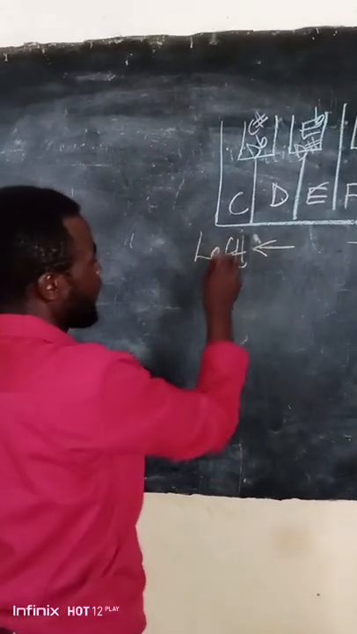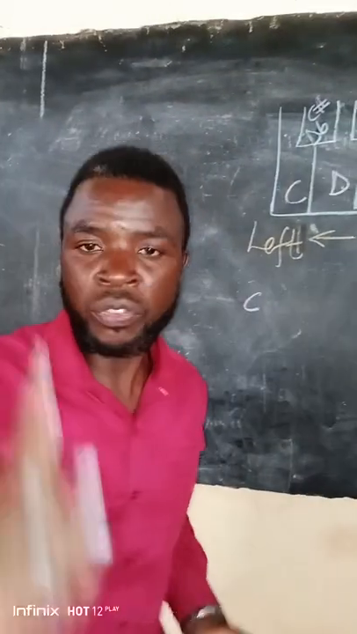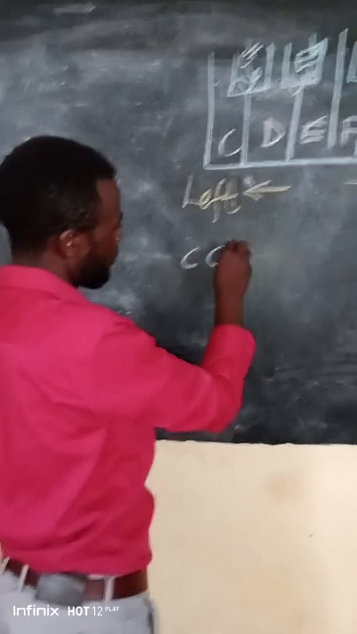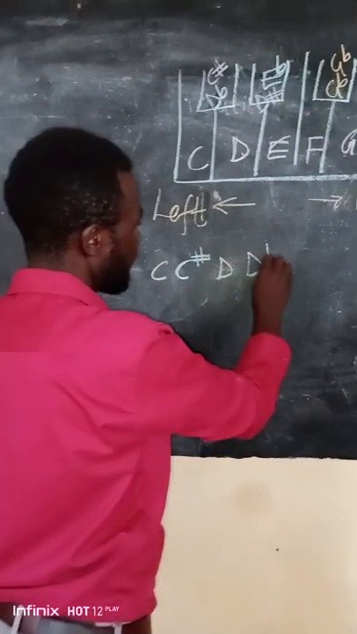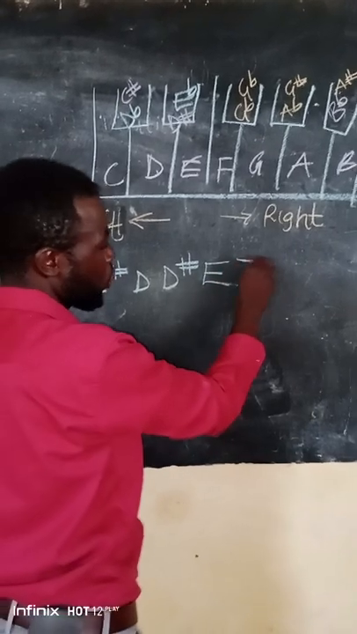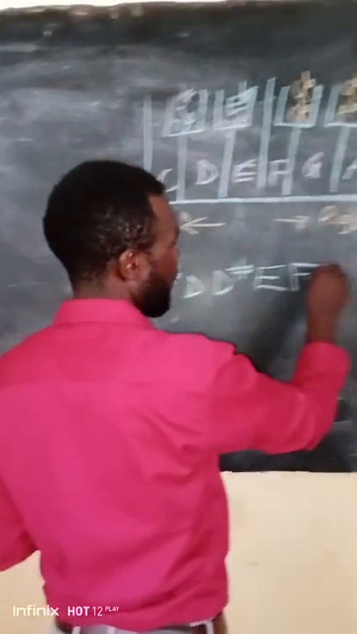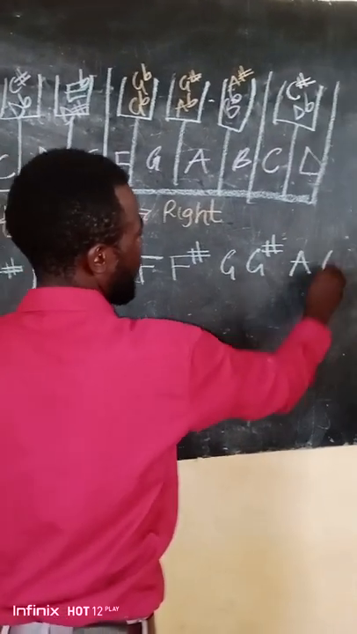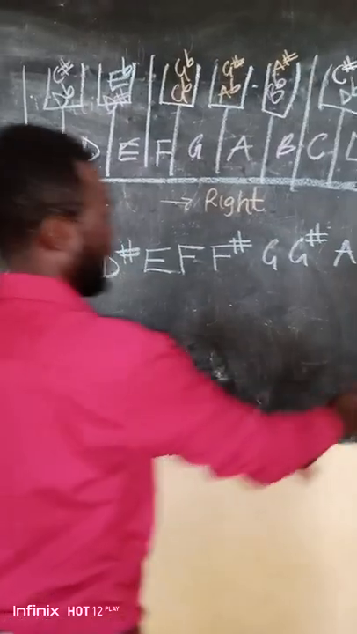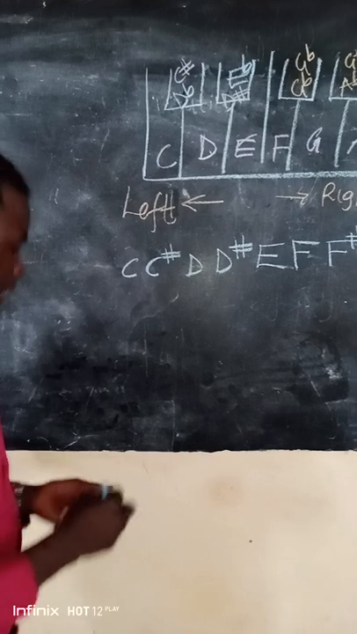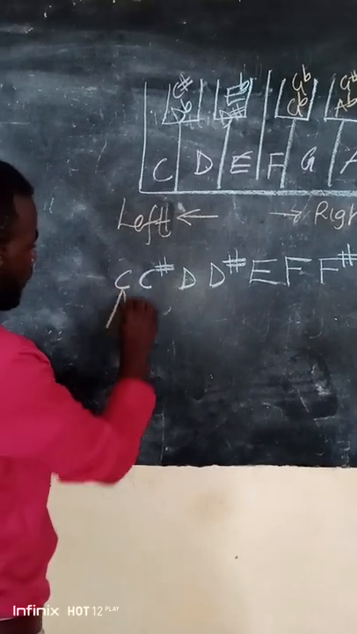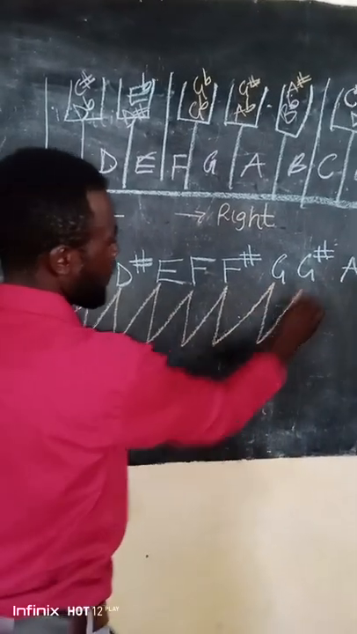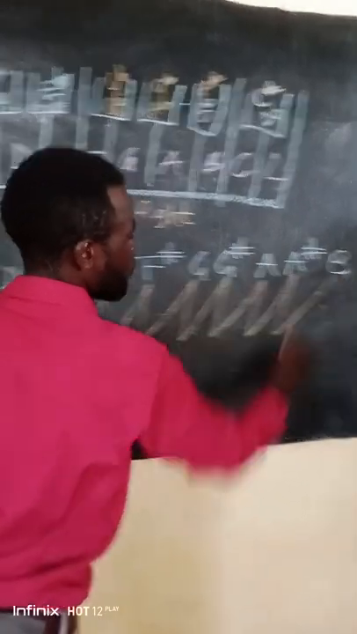They are C, if we use the sharp. If we apply the sharp, then it will be C, C sharp, D, D sharp, E, there is no E sharp, F, F sharp, G, G sharp, A, A sharp. Then we come to B. Let us count and see. This is 1, 2, 3, 4, 5, 6, 7, 8, 9, 10, 11, 12.